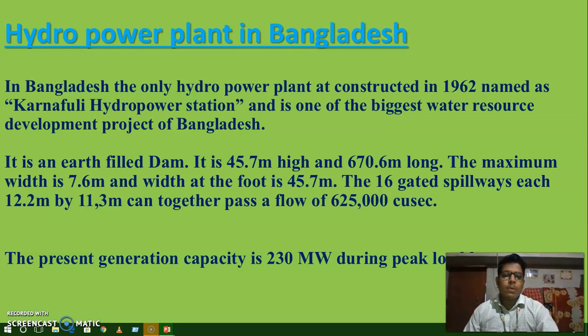It is 45.7 meters high and 670.6 meters long. The minimum width is 7.6 meters and the width at the foot is 45.7 meters, and the spillway is 12.2 meters by 130 meters, which together can pass a flow of 625,000 cusecs. The present generation capacity of the hydropower plant in Bangladesh is 230 megawatts during peak load hours.